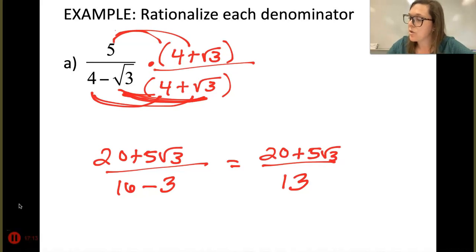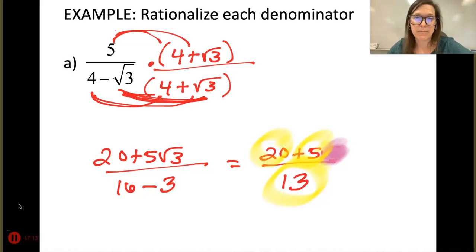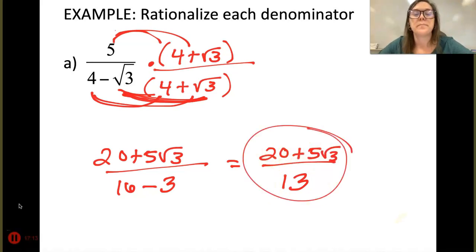So now if I ignore my radical, is there any number that I can take out of 20, 5, and 3? There isn't. If there was a number that I could take out of all three of them at the same time, then I would and simplify it out, but I can't in this case. So that is your final answer.